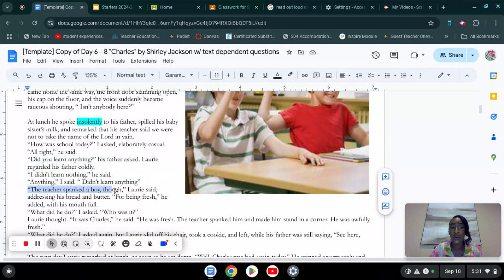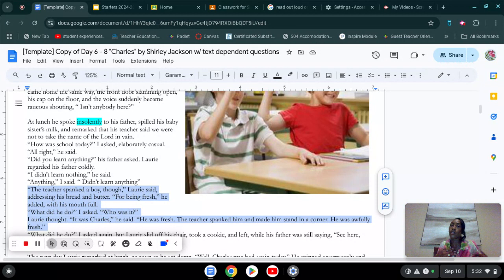"The teacher spanked a boy, though," Laurie said, addressing his bread and butter. "For being fresh," he added with his mouth full. "What did he do?" I asked. "Who was it?" Laurie thought. "It was Charles," he said. "He was fresh, and the teacher spanked him and made him stand in the corner. He was awfully fresh."